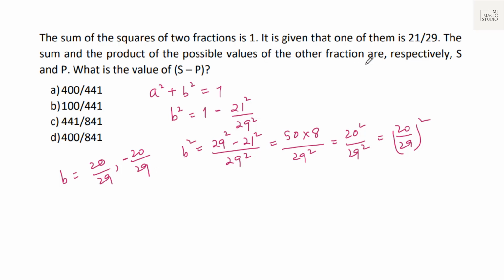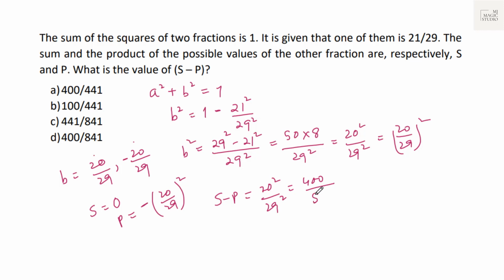Now the sum and the product of the possible values of the other fraction. These are the two possible values of the other fraction. Its sum is S. So S will be, if you add them both, 0. And product will be minus of 20 by 29 whole square. What is the value of S minus P? S minus P is 0. Minus of this minus will become positive. That will be 20 square by 29 square. 400 by, and 29 square is 841. 841 that we have in option D. 400 by 841. Option D is the pick.